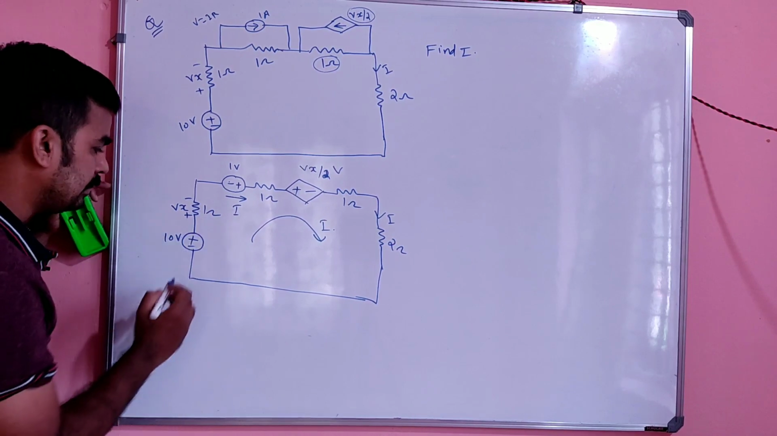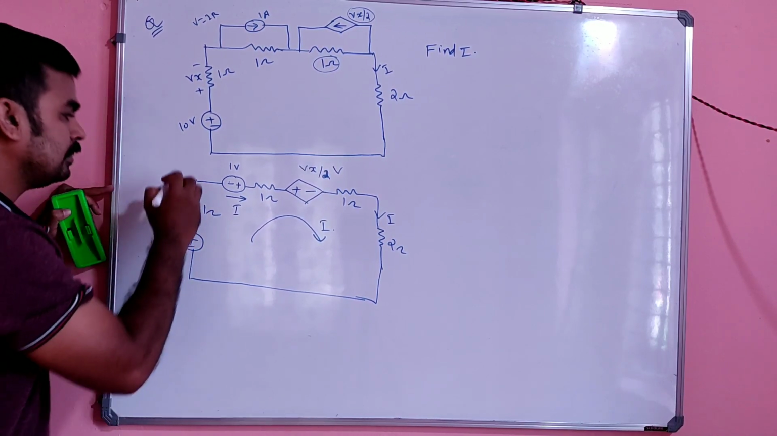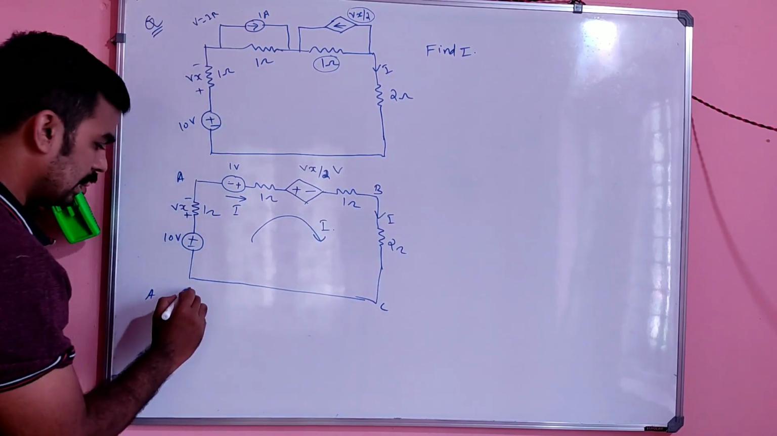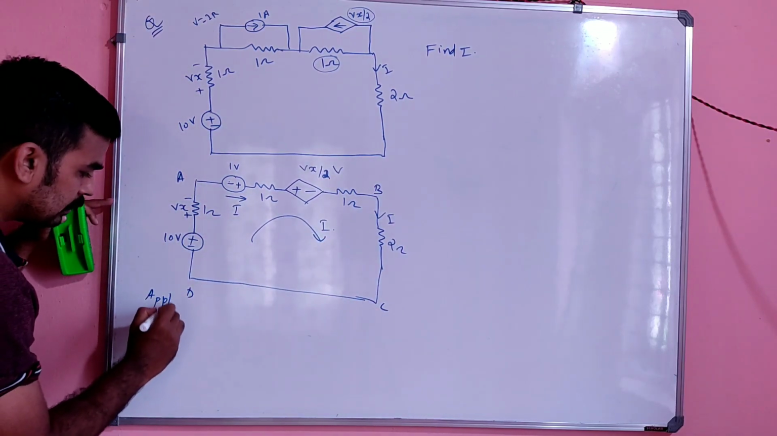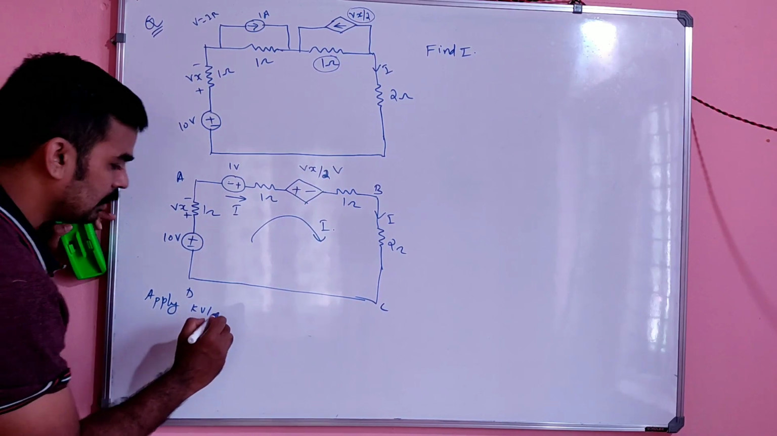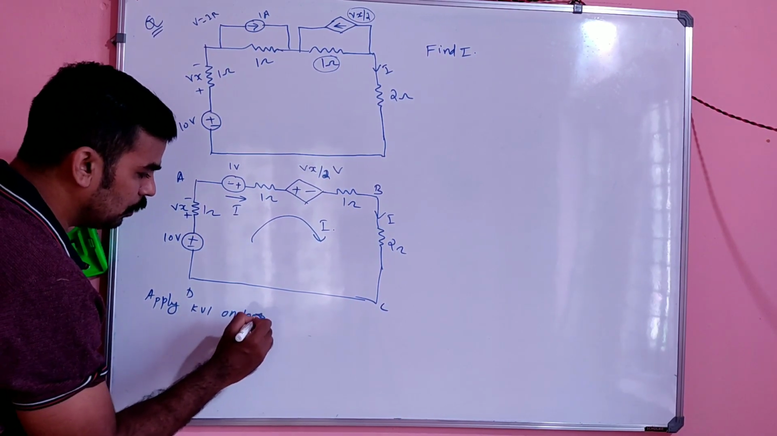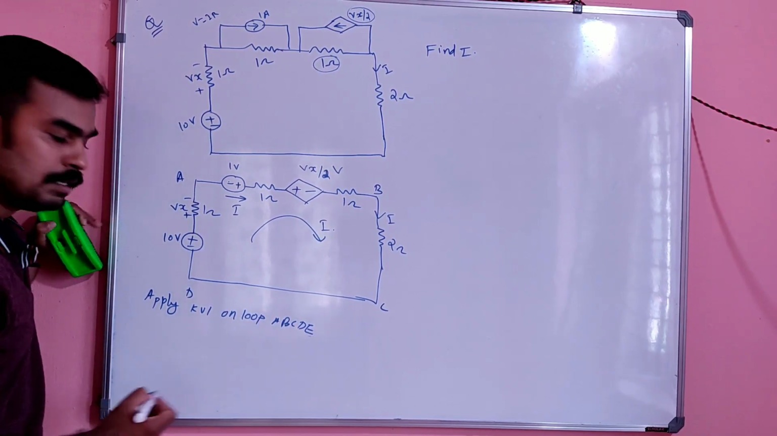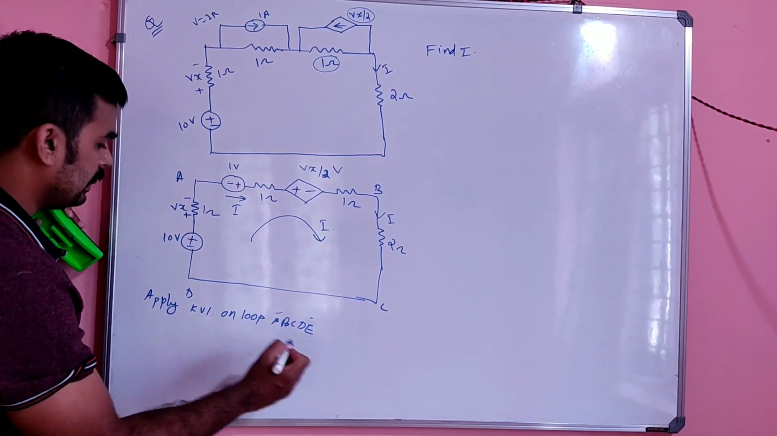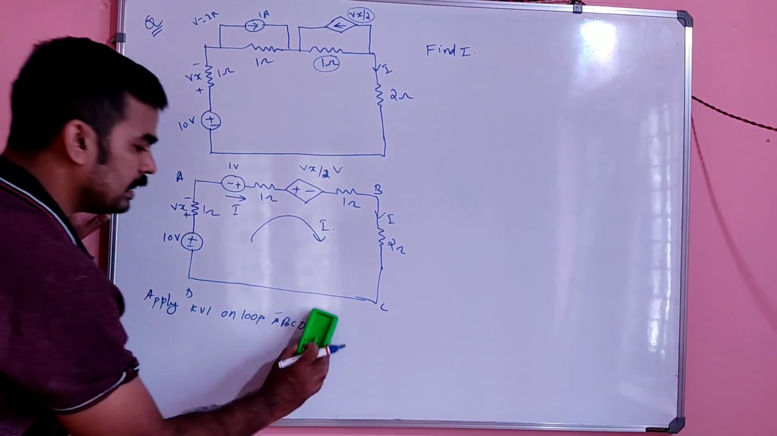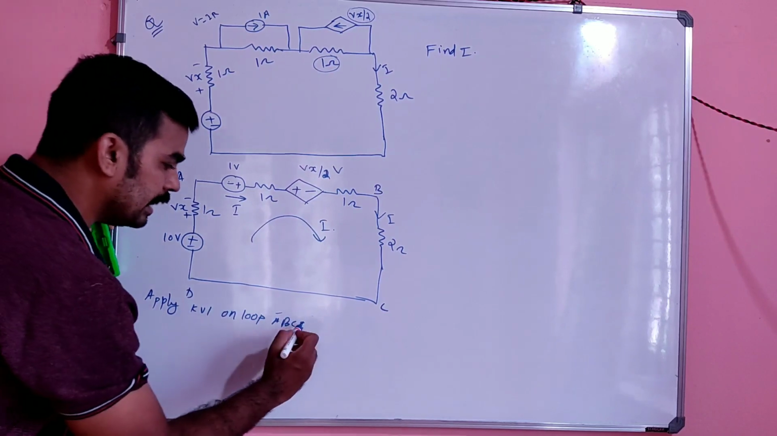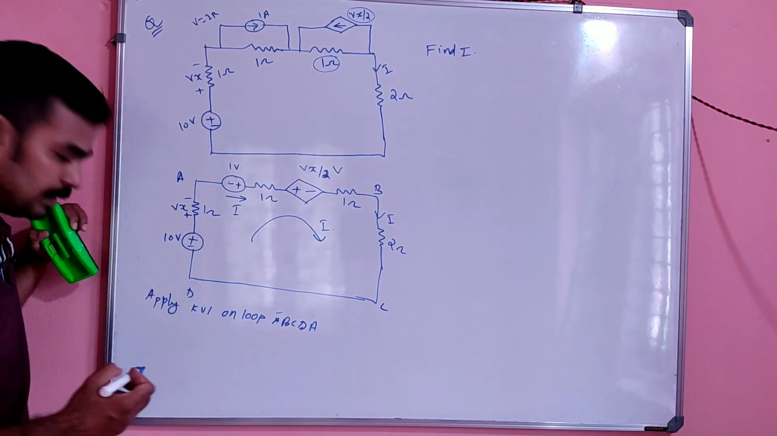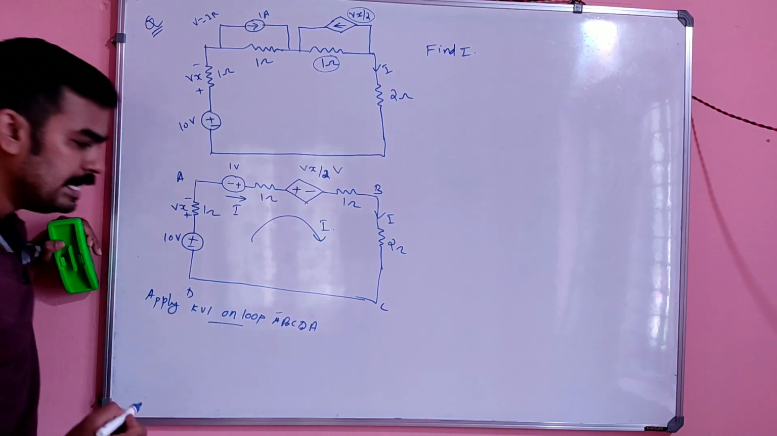So I can apply KVL. Let the loop be A, B, C and D. So apply KVL on loop A, B, C, D, A, because starting and finishing should be the same, A, B, C, D, A. Then only it will form a loop, no? So apply KVL on loop A, B, C, D, A.